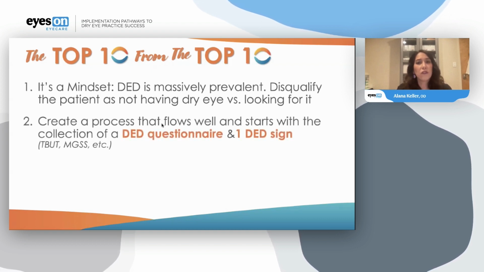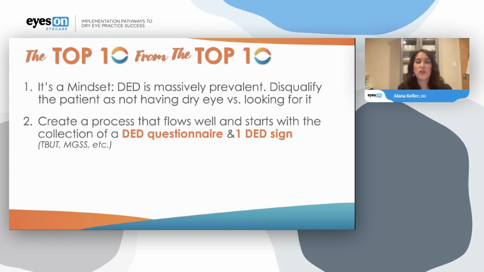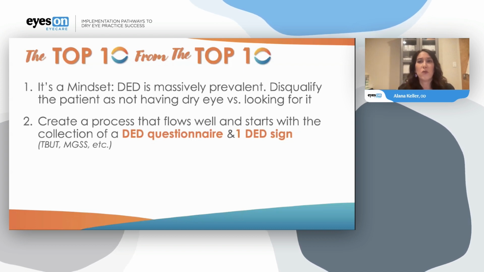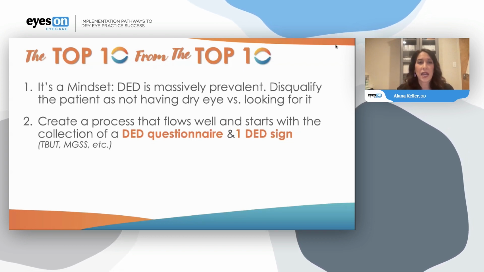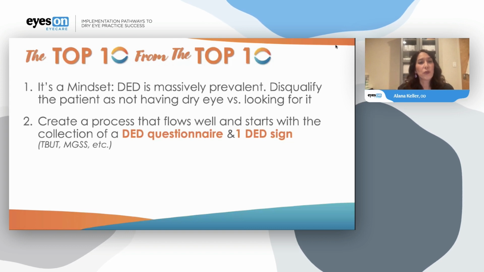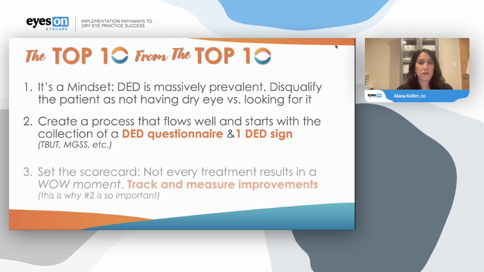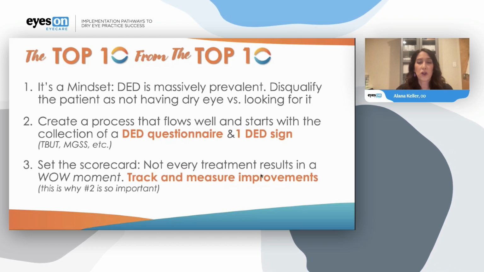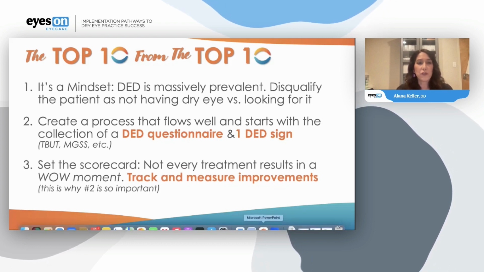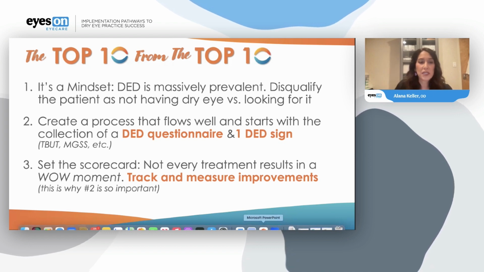Create a process that flows well and start with the collection of a dry eye disease questionnaire and one dry eye disease sign, which would include tear breakup time or meibomian gland secretion score. And then set the scorecard. You know, not every treatment results in a wow moment. You want to track and measure improvements. And this is why number 2 is so important.